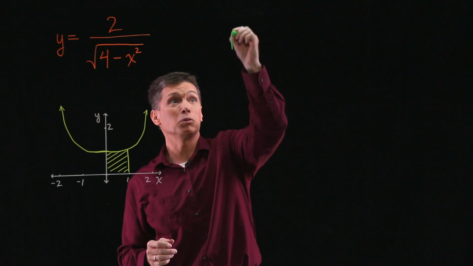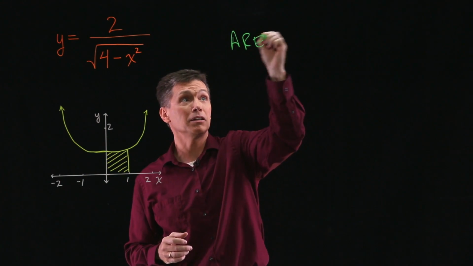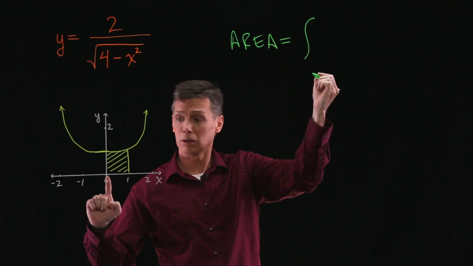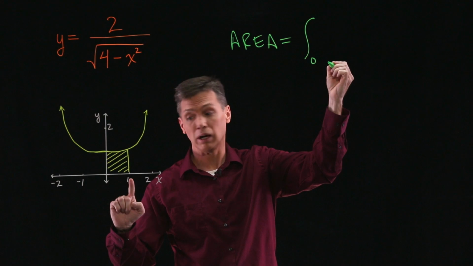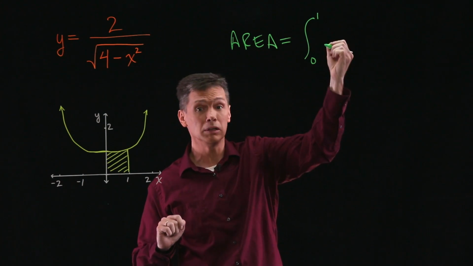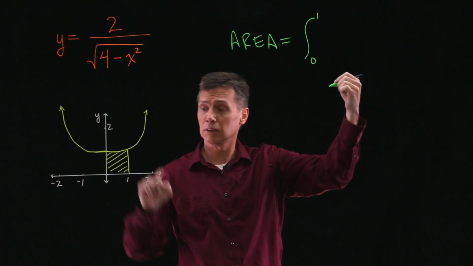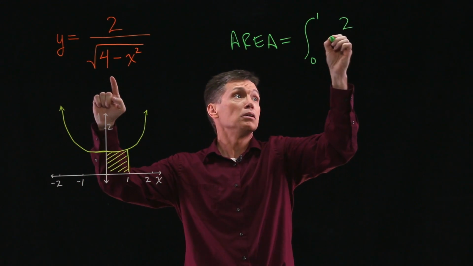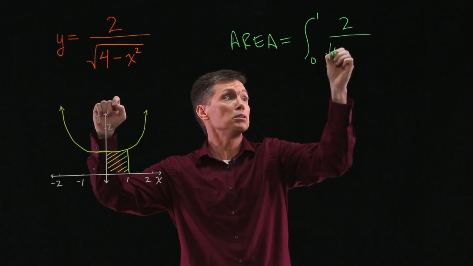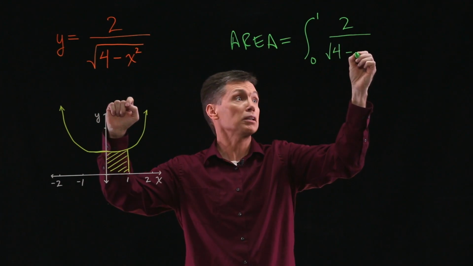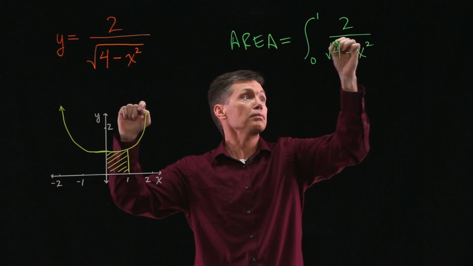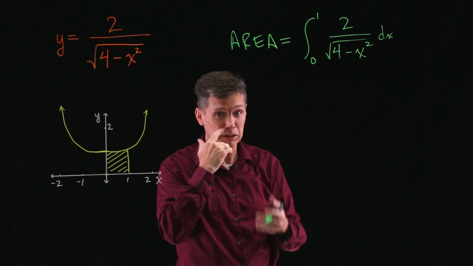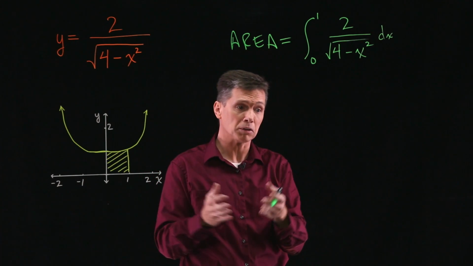So I'm going to start my work by saying, hey, area equals the integral from my lower x value of 0 to my higher value for x of 1, if I'm integrating with respect to x. And then my function that they give me here is 2 over square root 4 minus x squared dx. Conceptually, that's all that's going on. You need to remember the area is just that integral.